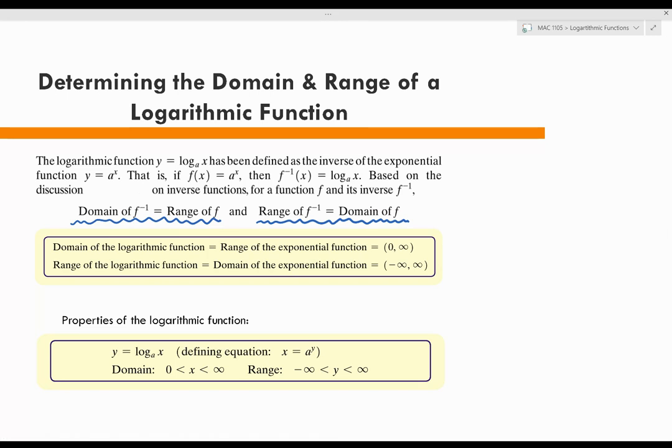So what we do know is that the domain of the log function is the exact same thing as the range of the exponential function, which is 0 to positive infinity. What we also know is that the range of the logarithmic function is the exact same thing as the domain of the exponential function, which is from negative infinity to positive infinity. So the important thing that we're going to be looking at is if we are asked to find the domain of the log function, it needs to be from 0 to positive infinity, which is all positive numbers. So let's look at some examples.